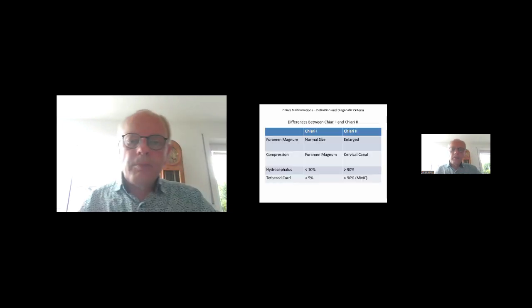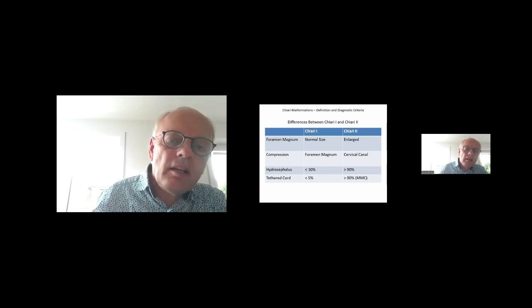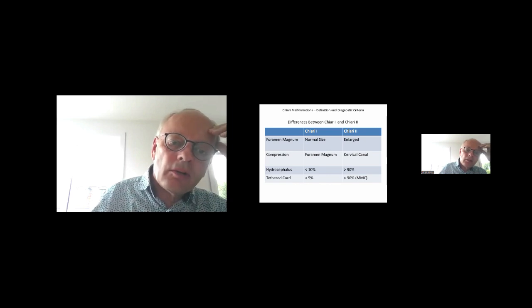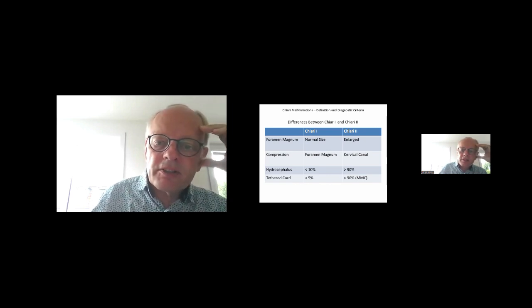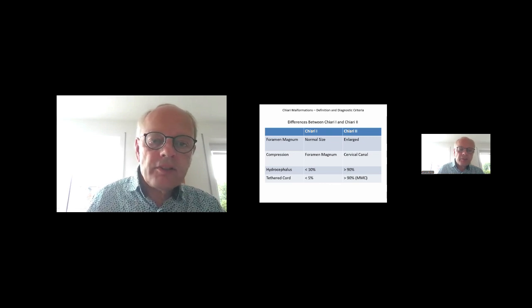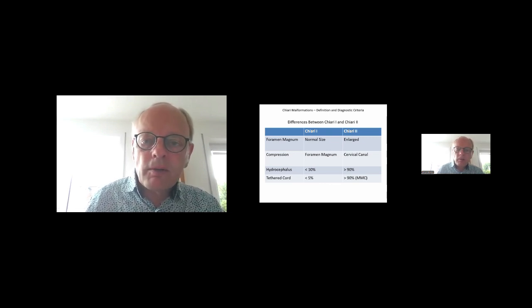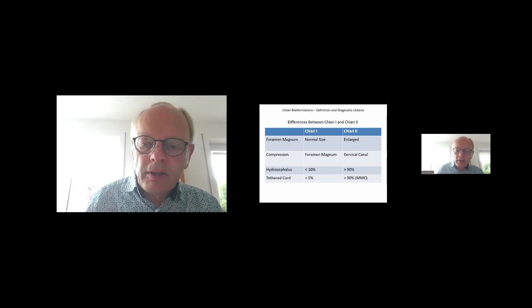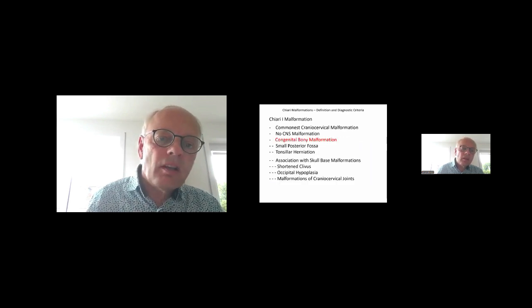If you want to compare Chiari 1 and Chiari 2, there are some important aspects to notice. First of all, the site of compression in Chiari 1 is in the foramen magnum, whereas it is in the cervical canal in Chiari 2. Hydrocephalus is only affecting a minority in Chiari 1, but the overwhelming majority in Chiari 2. And a tethered cord is rare in Chiari 1, but almost obligatory in Chiari 2 related to the myelomeningocele.